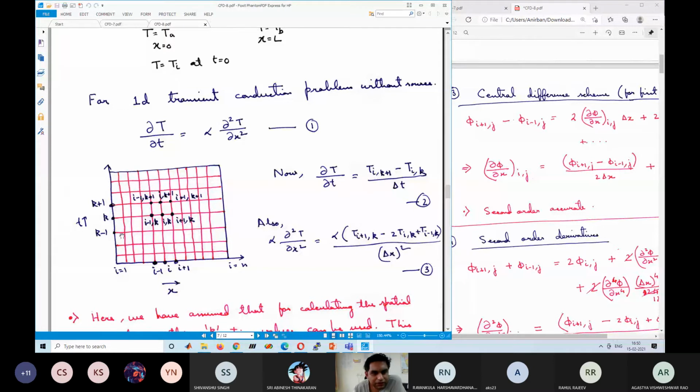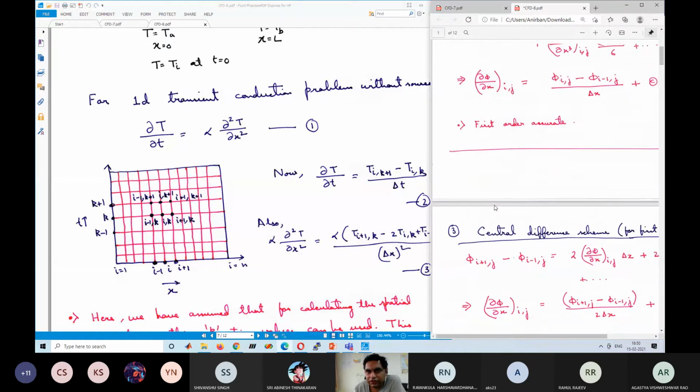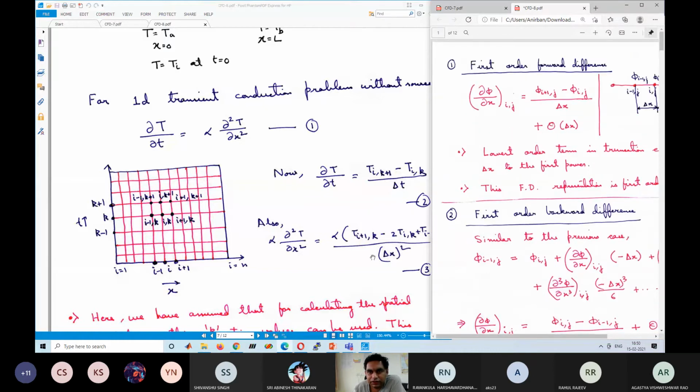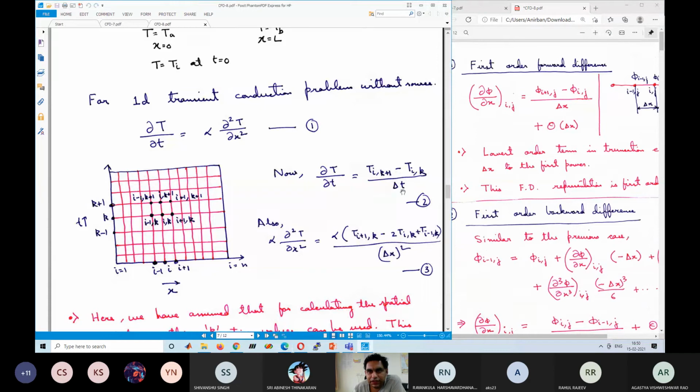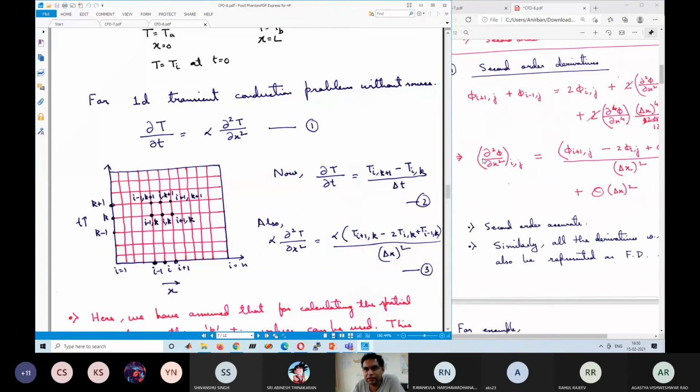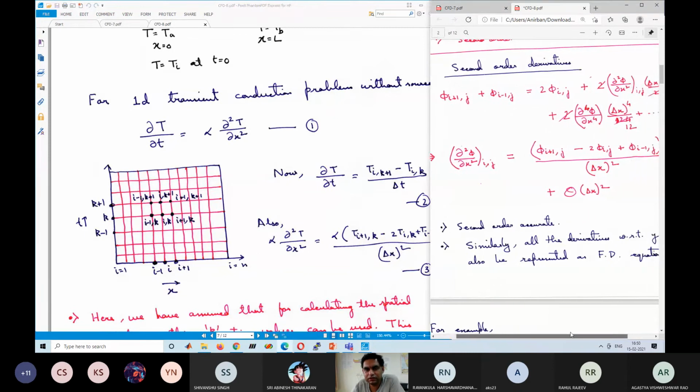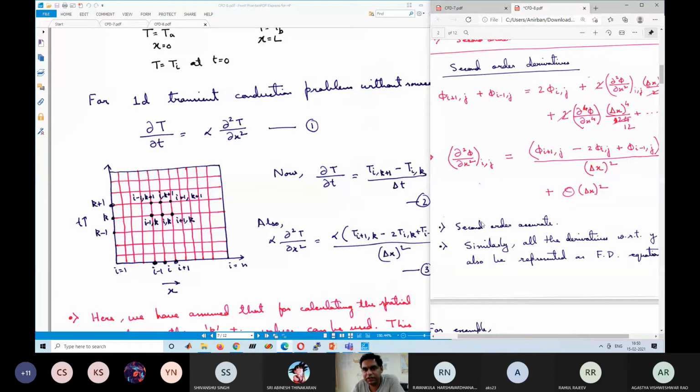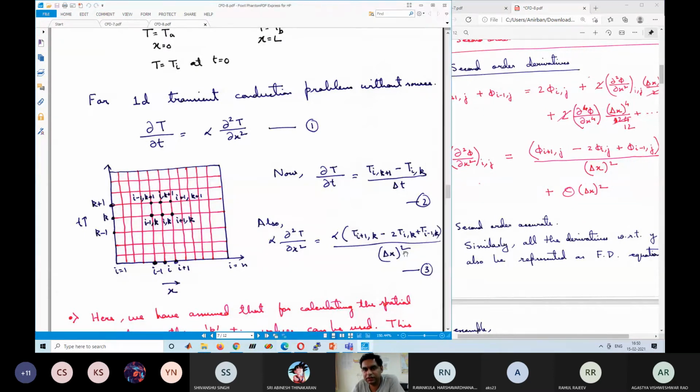So let me show the forward difference: T i k plus 1 minus T i k by delta t. And for the alpha into del square T del x square term, we can replace this by the second order derivative approximation. So remember, it will be T i plus 1 comma k minus 2 T i k plus T i minus 1 comma k by delta x square. One alpha is there because of the diffusivity.